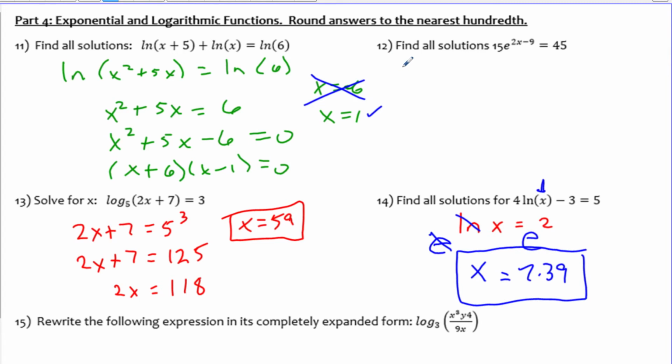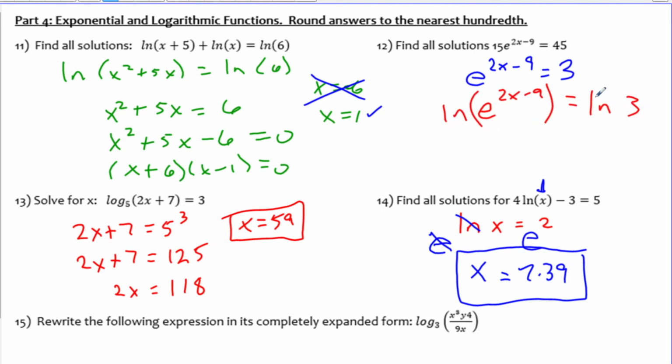So now let's talk about 12. 12 follows a very similar pattern to number 14, where I'm going to say, let's get e alone. So my very first step is to divide both sides by 15, and I'm going to say e to the 2x minus 9 equals, well, 45 divided by 15 is just 3, okay? So now I'm going to do the kind of the opposite of what I did down here. In problem 14, I needed to get rid of ln, so I applied e. Well, if I want to get rid of e, I'm going to apply ln. So I'm going to say the ln of e to the 2x minus 9, and this is all in a big parentheses, is equal to the ln of 3.